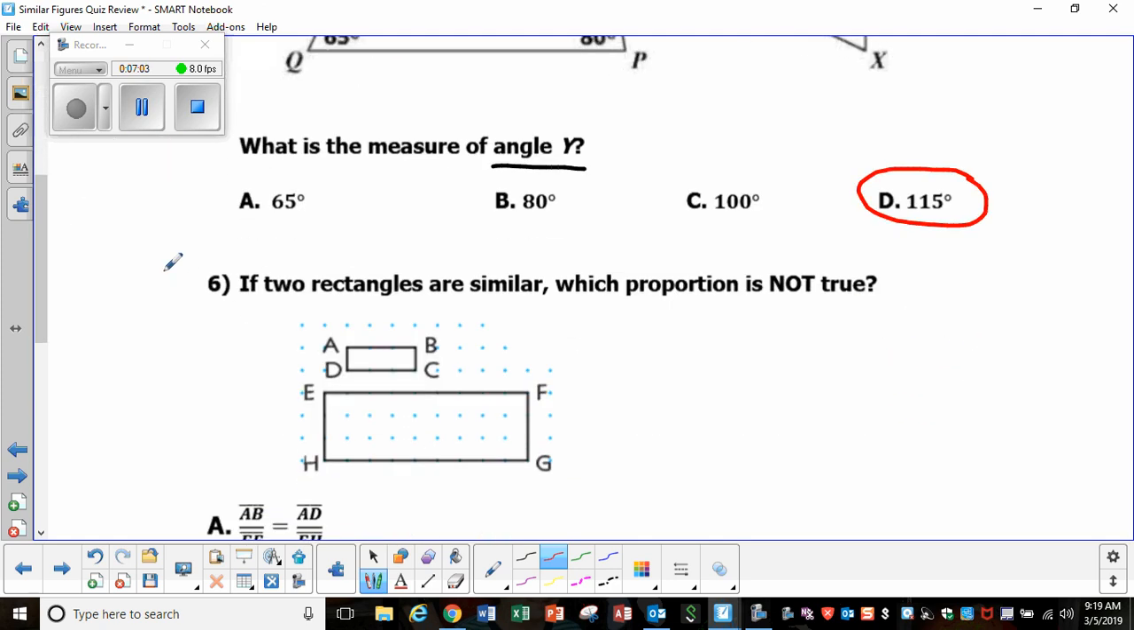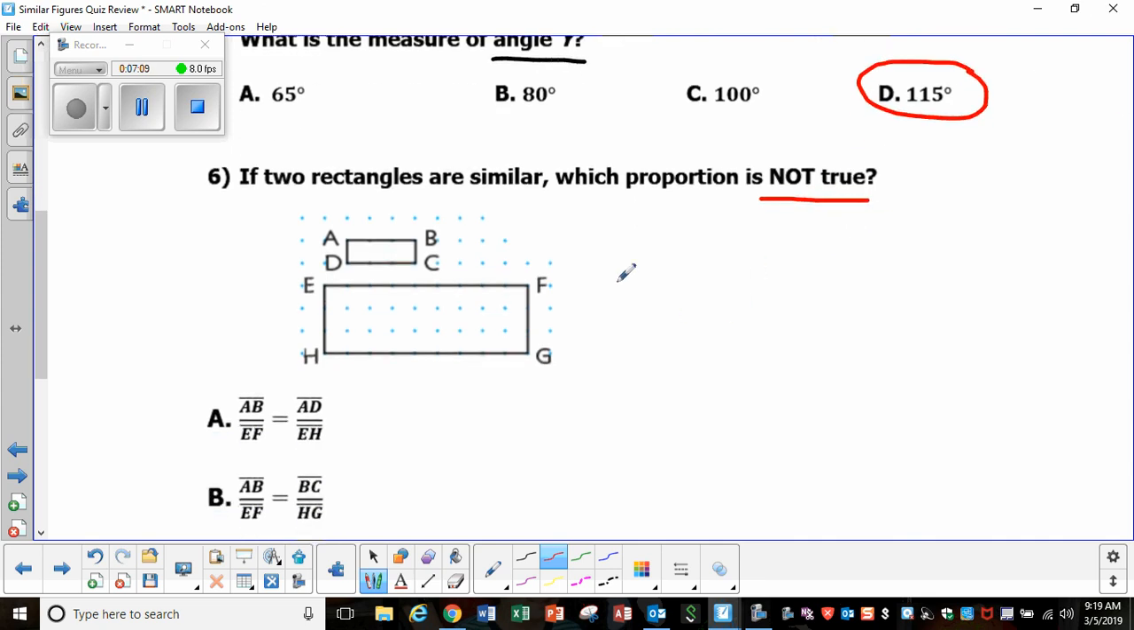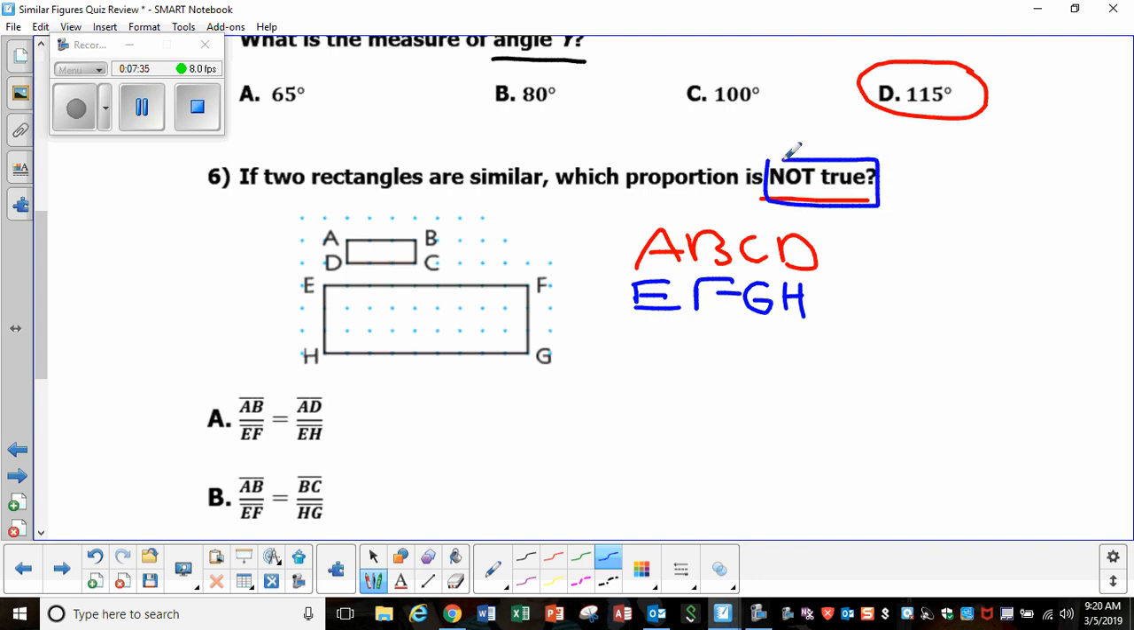Okay, number 6. If two rectangles are similar, which proportion is not true? Again, I'm going to stack my letters, okay? And for stacking my letters, I am going to do clockwise. So I'm going to say A, B, C, D. So I have to stack this one myself. So I'm going to go clockwise here, and I'm going to say E, F, G, and H. Okay, so this question is saying which proportion is not true. So I'm going to go through each answer individually and determine which one is not true.